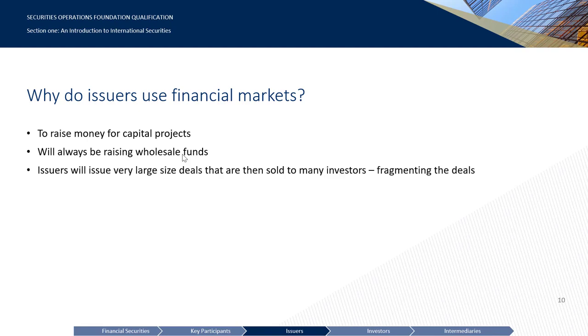An issuer may issue a very large-sized deal, let's say $1 billion, but this won't be sold to one investor. Instead, it will be sold to a number of investors. The deal will be fragmented. This allows us to find many potential investors, bringing many potential sources of funds.